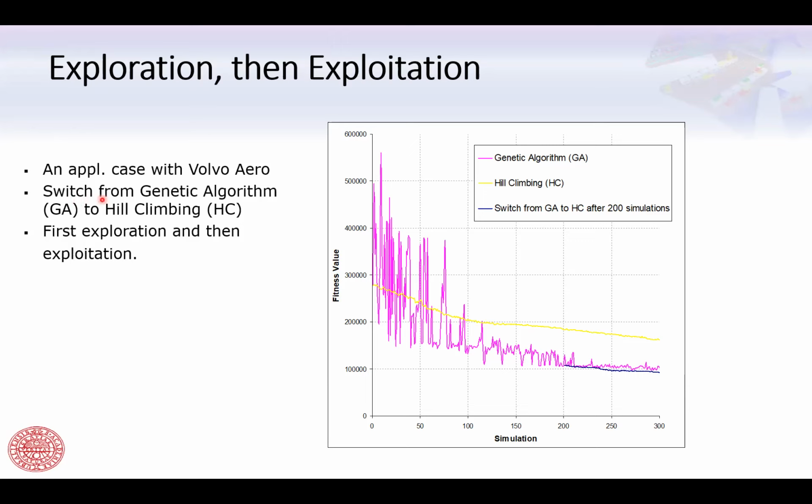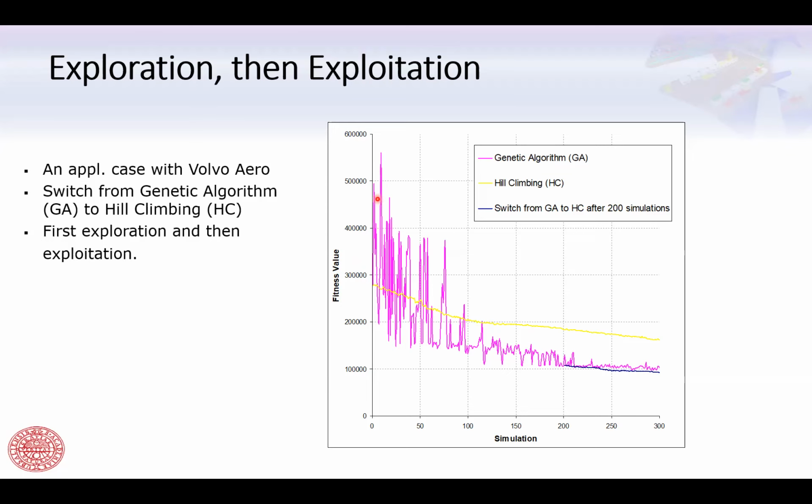Now we show this is not combining them in an algorithm, but we show how you could first use a genetic algorithm to explore pretty much the search space, and then later what the benefit is if you switch to hill climbing. So this is not a combination merging these two algorithms into one. This is more about running the exploration first, and then you do the exploitation. And let's see the effect.